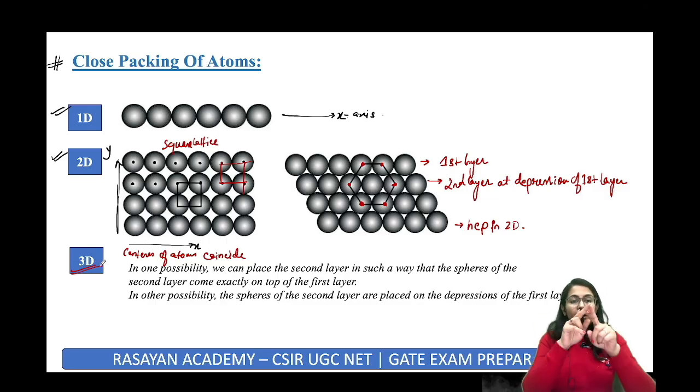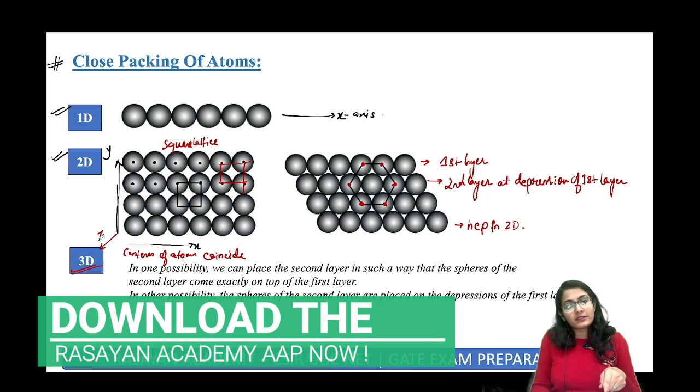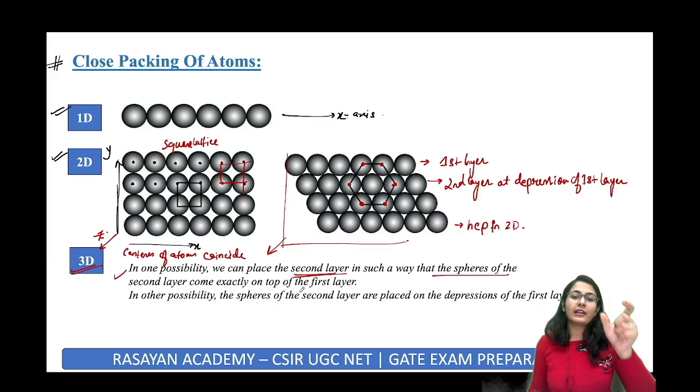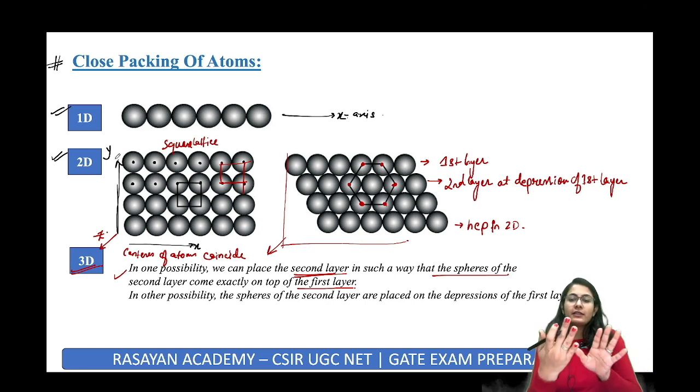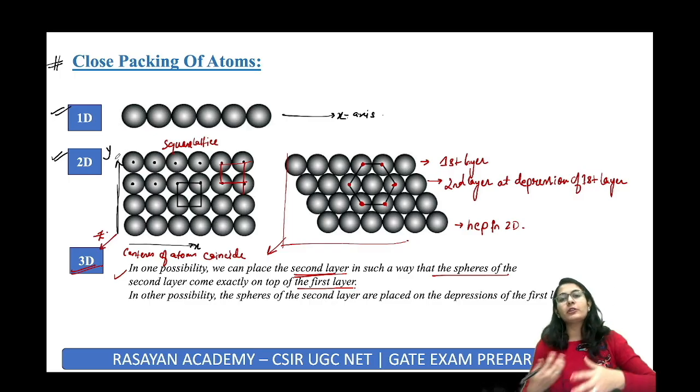3D means you have done the same in 2D. Now you extend this in the Z axis also. So this is what you have done in the X and Y axis. Extend this into the Z axis, like out of this screen. In one possibility, we can place the second layer in such a way that the spheres of the second layer come exactly on top of the first layer, like what I did here. So this is your square lattice. Just place the other one exactly at the same place. So the square lattice is going to continue. That will become the cubic lattice.